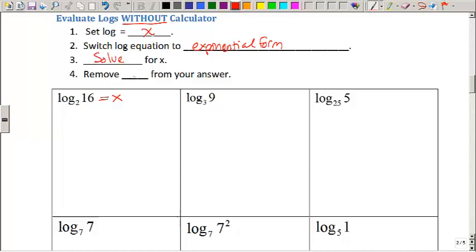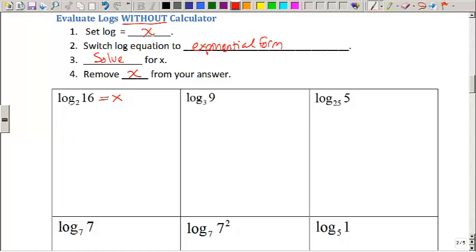Once you've solved for x, I want you to then remove the x from your answer. We are the ones that set the log equal to x. We are the ones that brought x into this problem. So at the end, we have to take it out of the problem. It wouldn't make sense to answer an expression written x equals. We are the ones that put x in. We're going to take it out at the end.